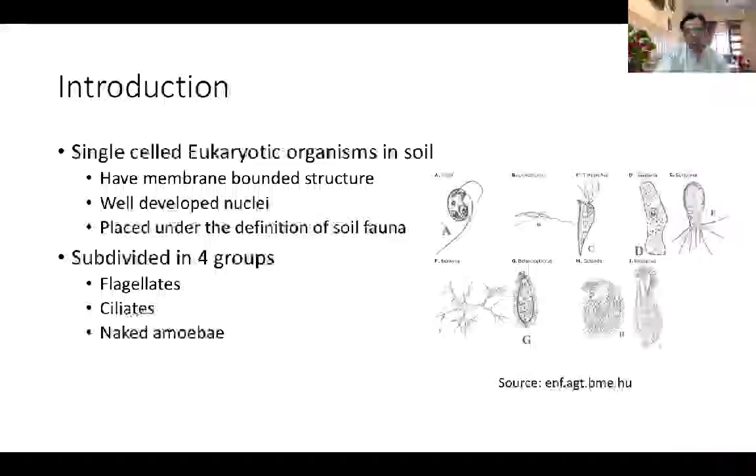Then there are naked amoeba. You see here the amoeba kind of organism. The naked amoeba don't have any shell around the body, and the protoplast is visible. And similarly, there are shelled amoeba which have shells around their body.